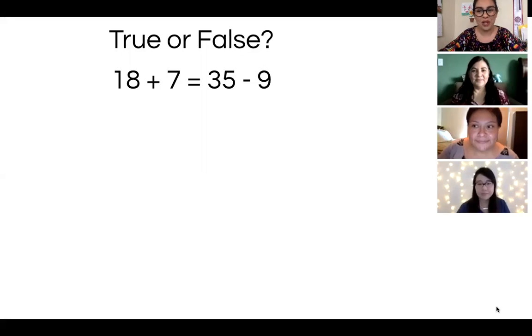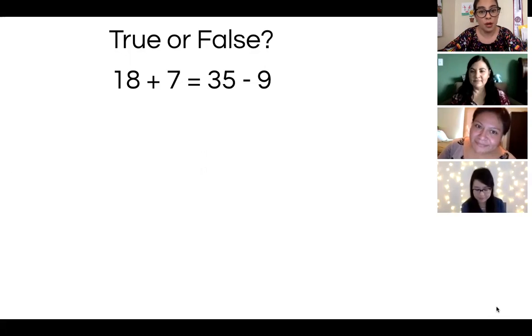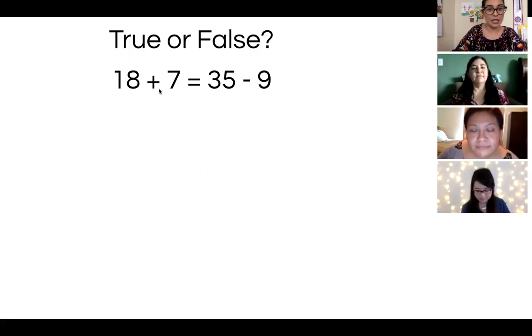Today's Thursday, and we're going to start with our number talk, which is true or false. So today we are going back to adding and subtracting because we're always going to see it, and we want to make sure that we remember what strategies we can use and we're always practicing. So today our equation is 18 plus 7 is equal to or the same as 35 minus 9.